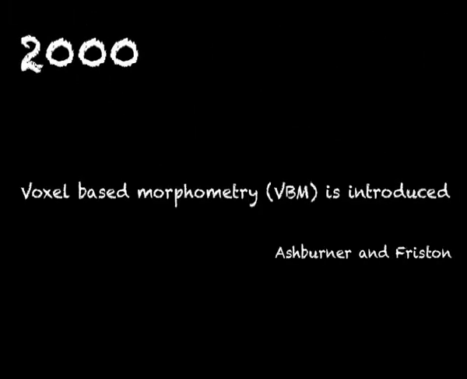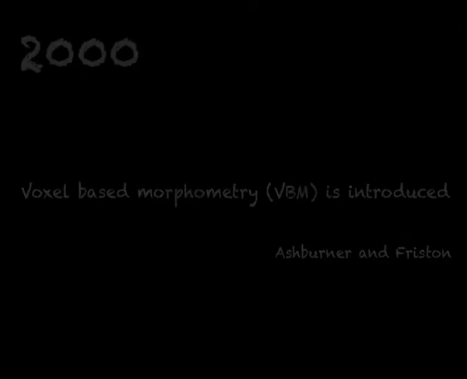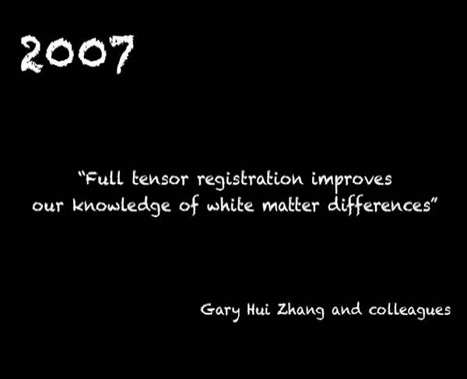In 2000, voxel-based morphometry was introduced, and its application to the white matter has improved our knowledge of various mental diseases, including multiple sclerosis, autism, and Alzheimer's disease. 7 years later, it was shown that the use of the full tensor in registration further improves our knowledge of white matter morphometric differences. Furthermore, DTI also enables the analysis of white matter microstructure.